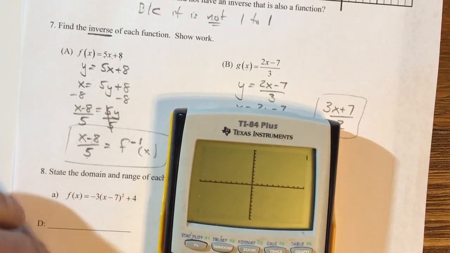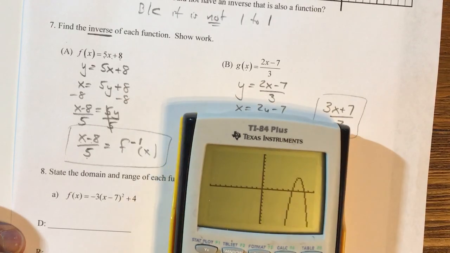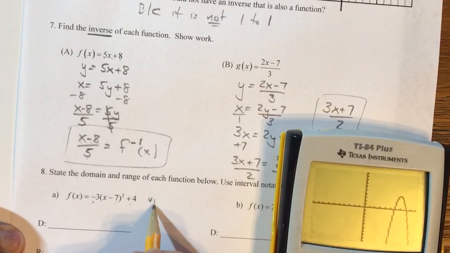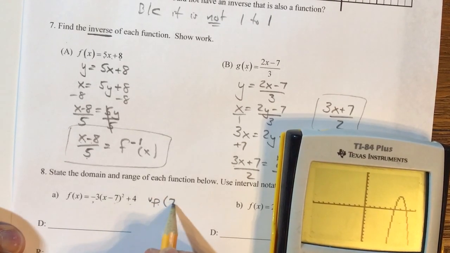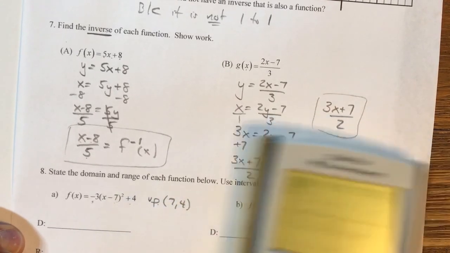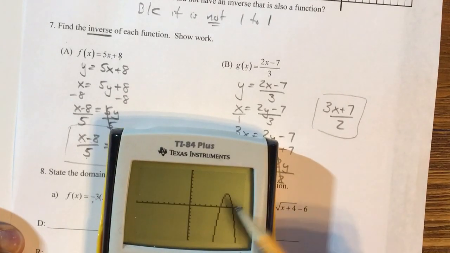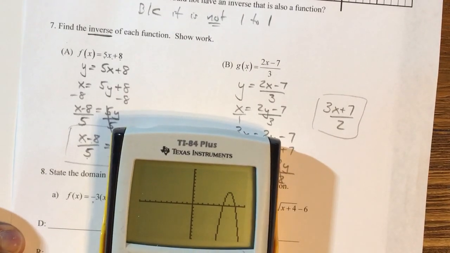I know it's going to be a parabola, and it's a downward parabola. Yeah, that makes sense. In fact, you should recognize this: the vertex point is 7, 4. Right there. 7, 4. Back to the graph. So the question is, what's the domain?